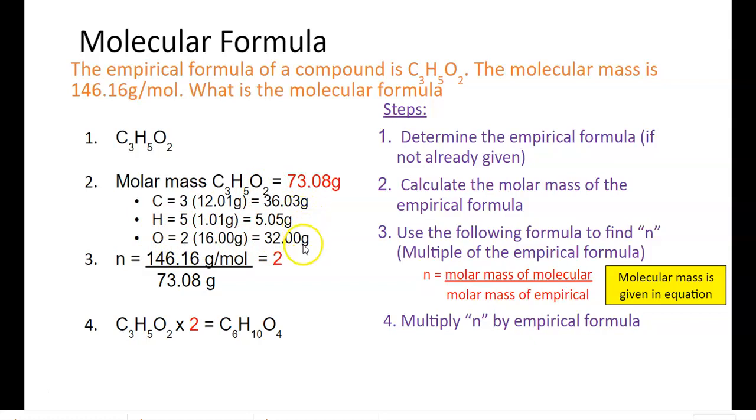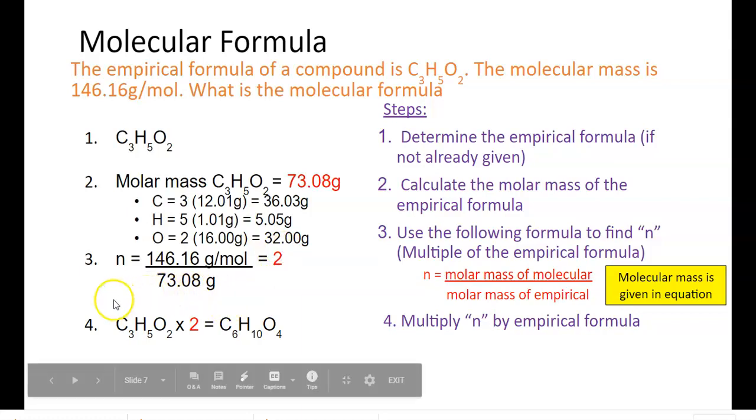I'm going to add all that together and I get 73.08 grams. So my empirical formula's mass is 73.08 grams per mole. Then I'm going to take the molecular mass that was given to me in my problem. So the molecular mass is 146.16. I'm going to put that on top. I'm going to divide by my empirical. And when I do that, I get 2. So N equals 2.